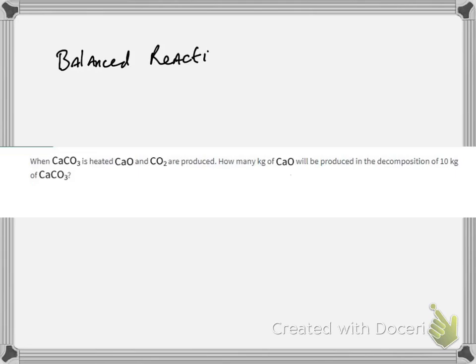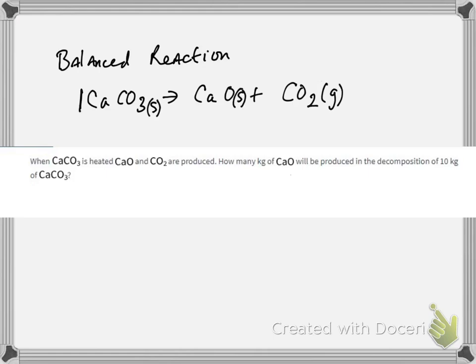Well, it always begins with a chemical reaction. So we have calcium carbonate being heated. It decomposes into calcium oxide plus CO2. And now we want to balance it. So we put a 1 in the most complicated molecule, CaCO3.